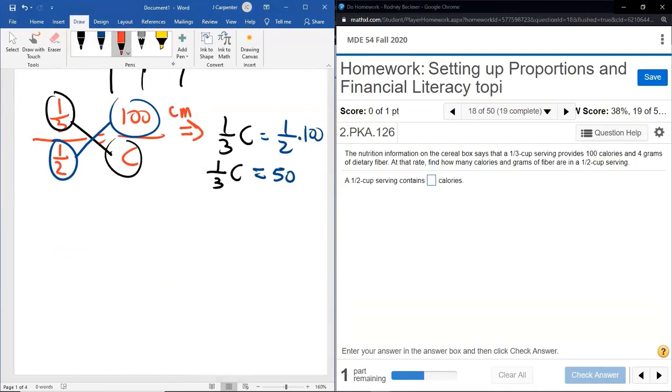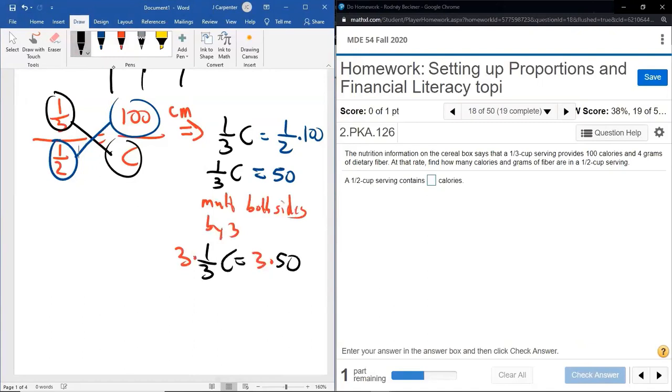What we have here is 1/3 of C. This 3 is in a bottom. Numbers in bottom count as being divided. So this is a division of 3, which means we need to multiply both sides by 3. So we take 3 times the left and 3 times the right. So 3 times 1/3 C equals 3 times 50. Those 3's would cancel, and you just get your C on the left side. 3 times 50 is not 50. Sorry, I was saying 50, and it made me write it. It's 150. So it seems like it should be 150 calories.